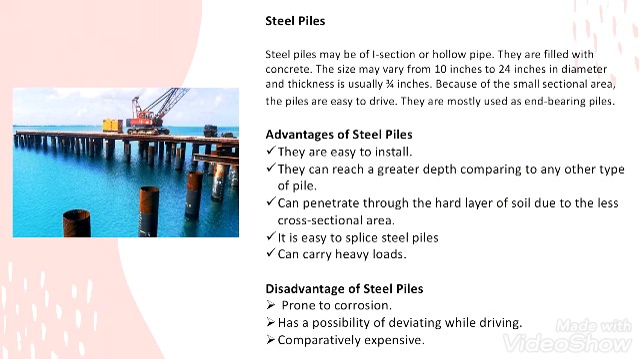Advantages of steel piles are that they are easy to install, can reach a greater depth compared to any other type of pile, can penetrate through hard layers of soil due to the small cross-sectional area, are easy to splice, and can carry heavy loads. While the disadvantages of steel piles are that they are prone to corrosion, have a possibility of deviation while driving, and are comparatively expensive.